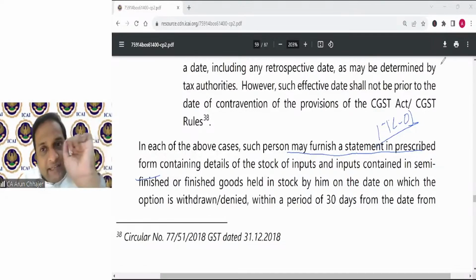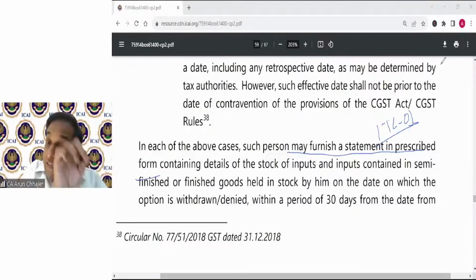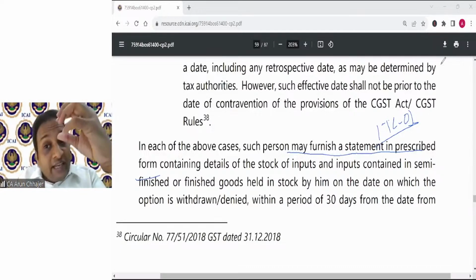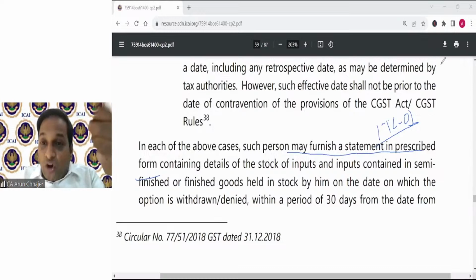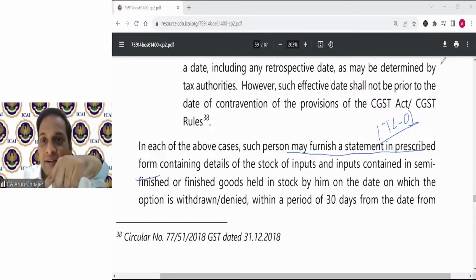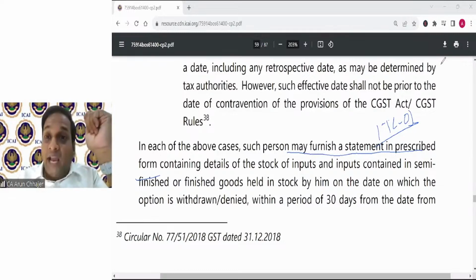Until you link the theory with the practical, there may be a chance that it will not remain in your mind. So now you will furnish ITC 01 for taking the input tax credit. Why are you taking the ITC? Because the stock which I have in my hand on the date of conversion will now be sold with the actual tax rate which is applicable.